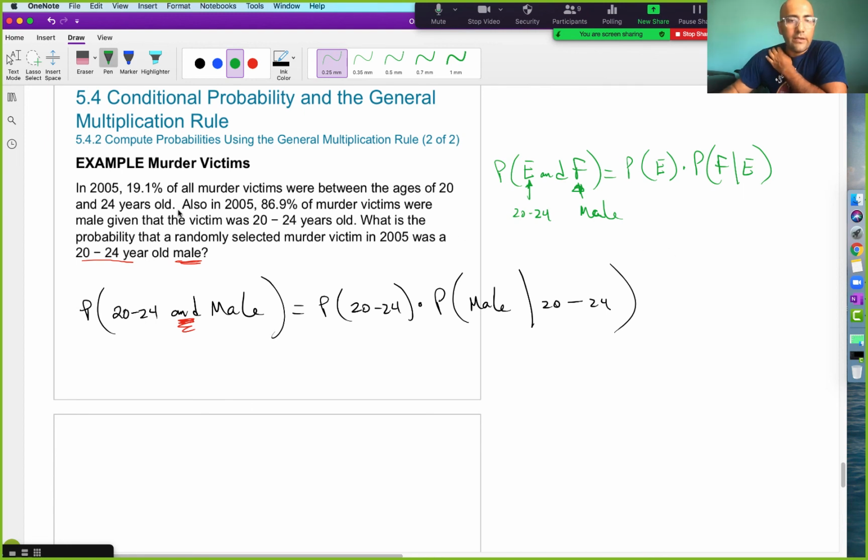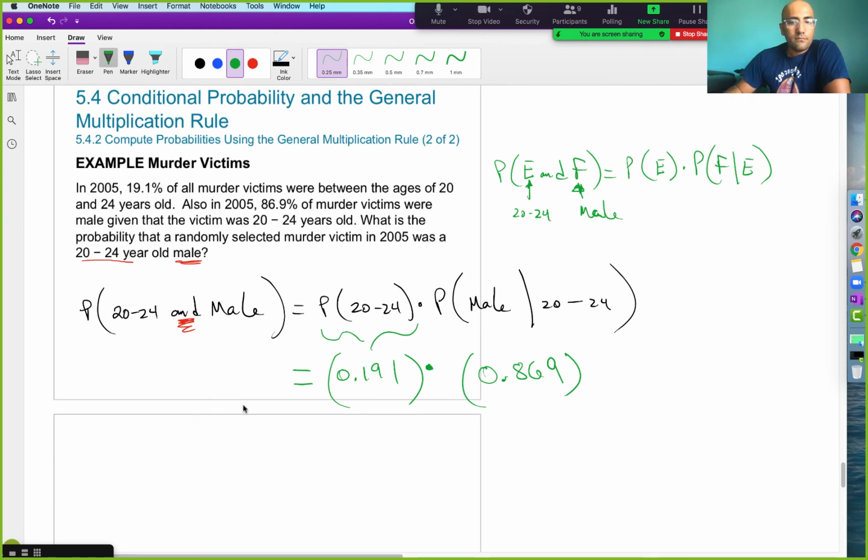Did they give me that information? 19.1% of all murder victims were between the ages of 20 to 24 years old, so this is 0.191, times this one. Also 86.9% of murder victims were male given that they were between 20 and 24 years old. That's this one, 0.869. So these are the two that I have to multiply to give me the answer I'm looking for.